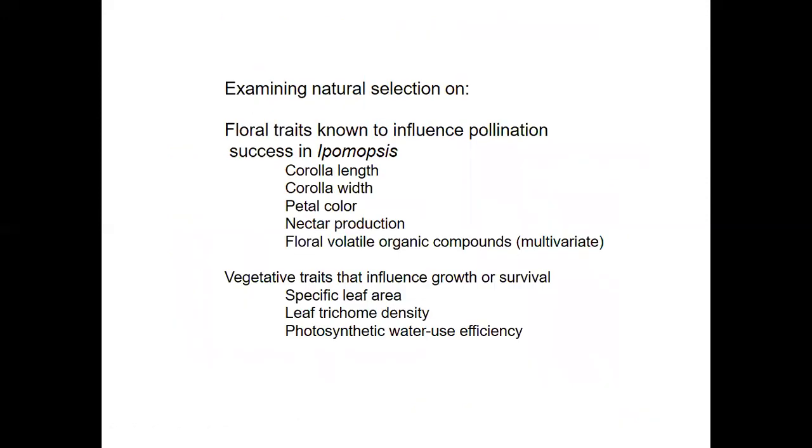So we're interested in how these new conditions influence natural selection. And I won't talk about all these traits today, but one of the features of this system is that we've already shown that a suite of floral traits influence pollination success. And we've already shown a suite of vegetative traits that influence either growth or survival. And I will talk towards the end about volatile organic compounds that are emitted by flowers that give them fragrances, because this is a multivariate data set that in structure is similar to the one that we'll deal with for the workshop.